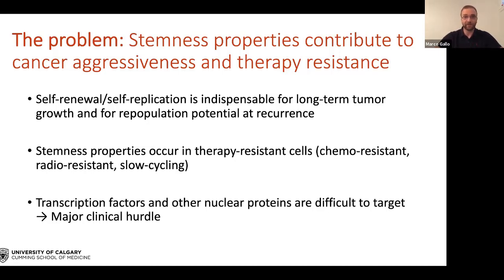Recurrences almost universally kill the patients. Once a tumor recurs, there's nothing you can do clinically, or very little you can do clinically. And part of the reason is stem-like cells tend to be therapy resistant. And they're therapy resistant in different ways. They actually have this amazing ability of inducing pathways that help them respond to chemotherapies.